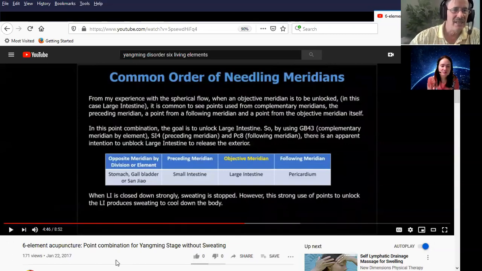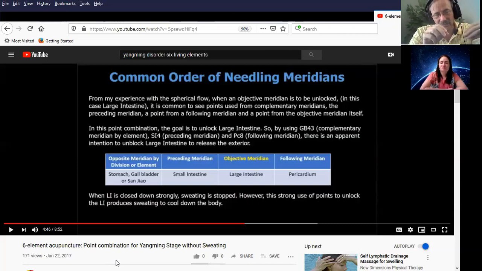Okay, so this is a common order of needling meridians. From my experience with the spherical flow, when a meridian needs to be unlocked, like in this case the large intestine meridian, it is common to see points used from complementary meridians: the preceding meridian, a point from the following meridian, and a point from the objective meridian itself. So when I've looked at point combinations in the past, if you want to unlock large intestine, you have to choose points from a meridian that feeds into it, points from a meridian that it feeds into, points from another meridian that complements it, and points from the meridian itself. So you get before it, after it, flowing through it, and balancing it.